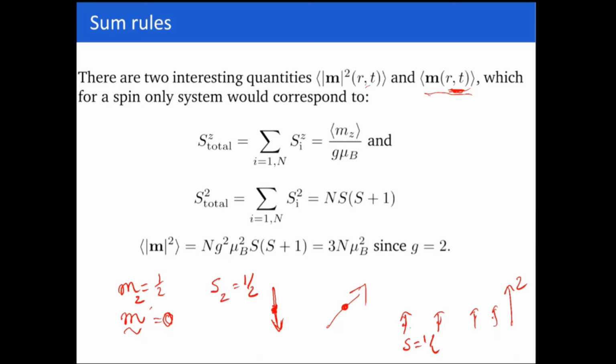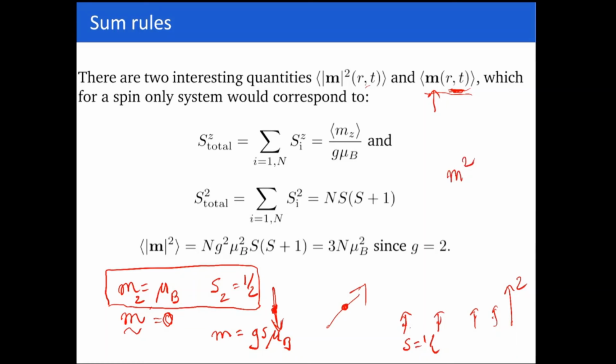If sz is a half, then the actual moment, of course, is going to be g s times mu b. So I'll correct that here. So mz would actually be 1 Bohr magneton for a spin a half. So this is the expectation that you would get for the average atom if we're thinking about the moment here. This is telling you about the presence of order when you just look at the moment like this. The other quantity then is going to be m squared or s squared. So let's have a look at that.